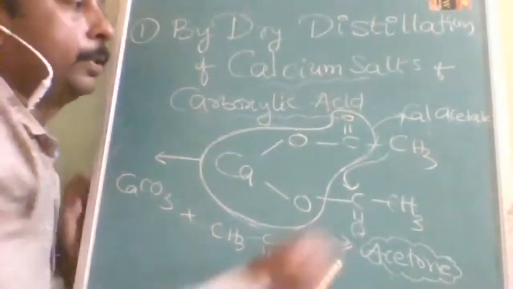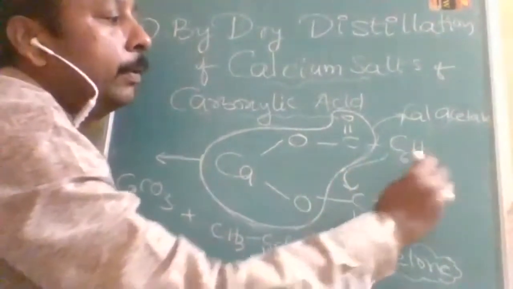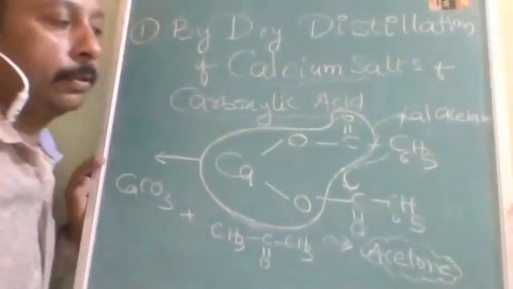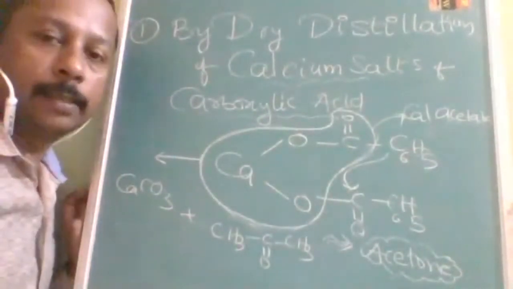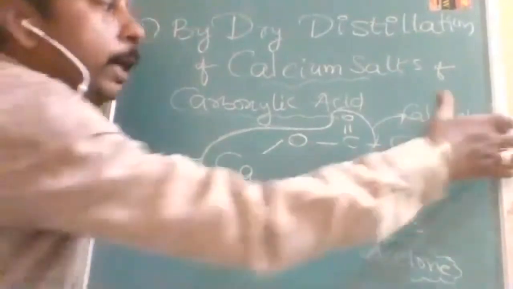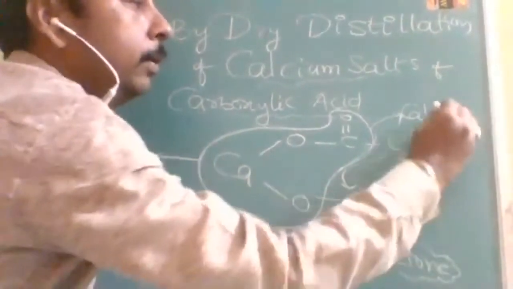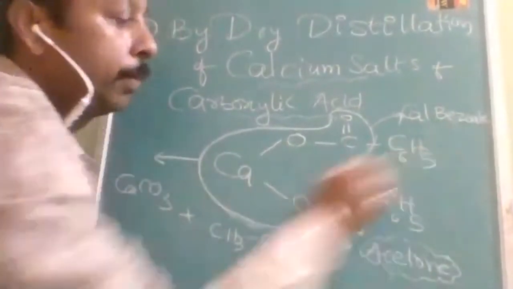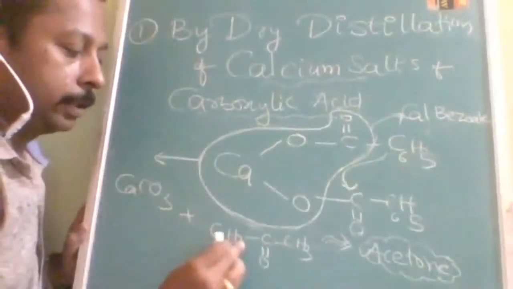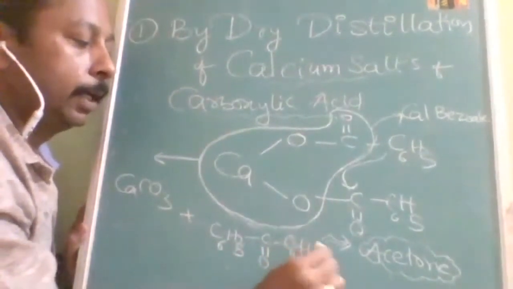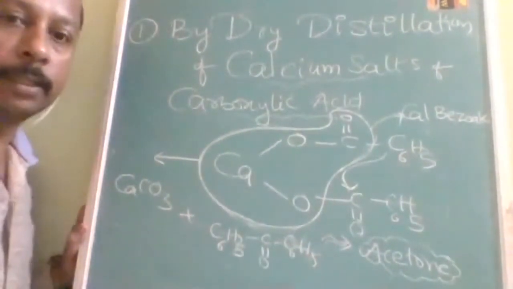Suppose I write this here like this. What is it called? Benzoic acid, calcium benzoate. If we use calcium benzoate, what is the product going to be? Here it is C6H5. Here also it is going to be C6H5. Both sides it is C6H5.